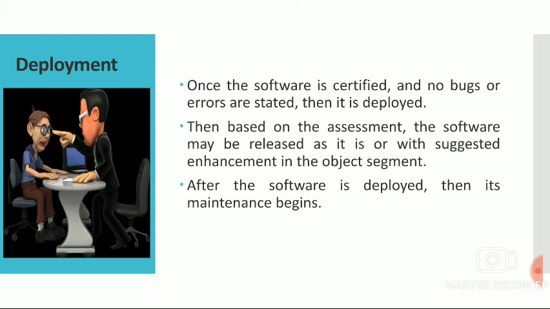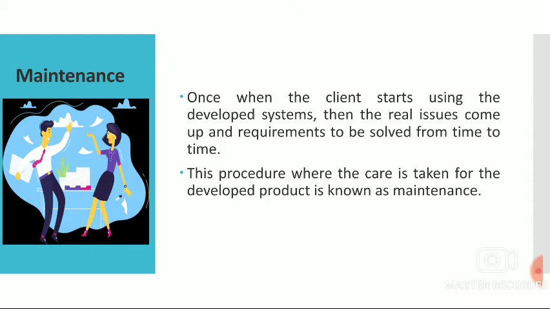Once the software is certified and no bugs or errors are stated, then it is deployed. Then based on the assessment, the software may be released as it is or with suggested enhancements. After the software is deployed, its maintenance begins. After the deployment, the maintenance starts. Here the next slide, the maintenance.